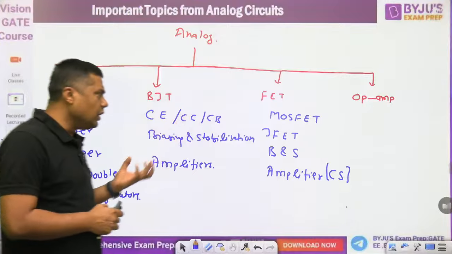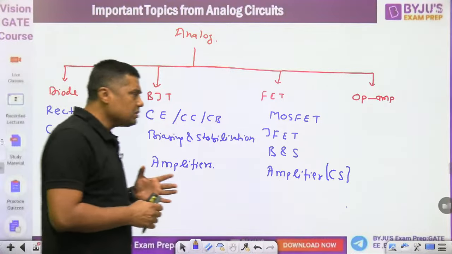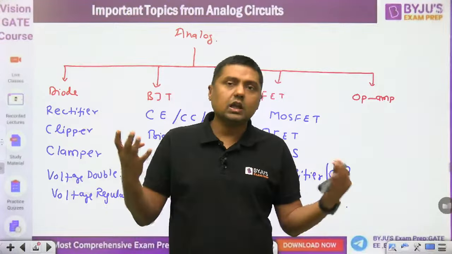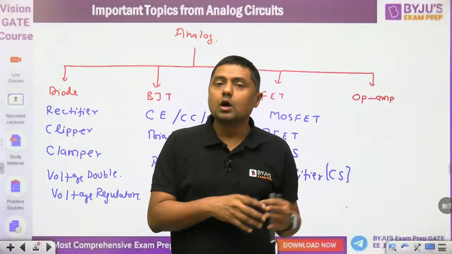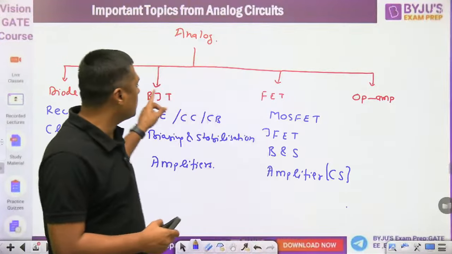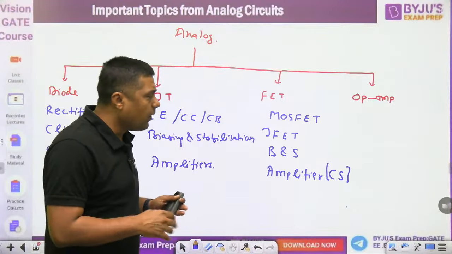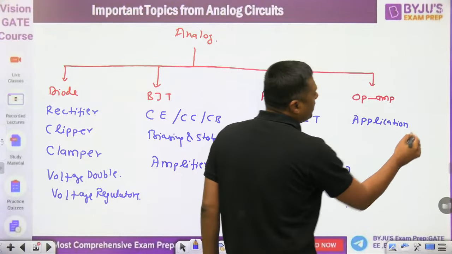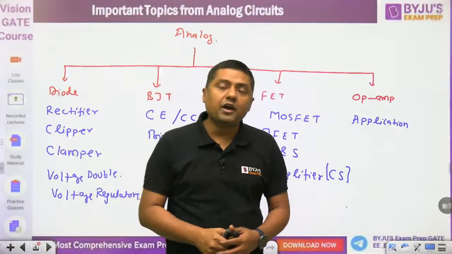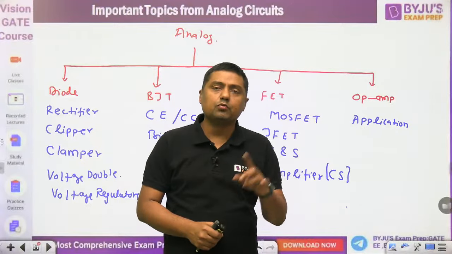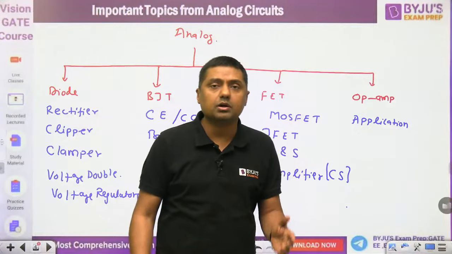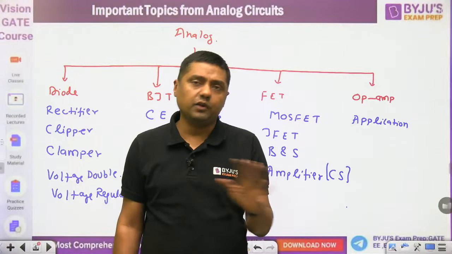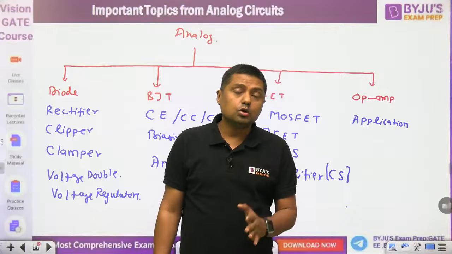Now operational amplifier, when we are talking about feedback: feedback is related to BJT, feedback is related to FET, feedback is related to what? Operational amplifier. There are four types of feedback topology. They are related to all these topics: voltage series, voltage shunt, current series and current shunt. So you have to relate BJT, FET and operational amplifier. So all types of applications of the operational amplifier, quickly prepare this topic. Like what? Inverting op-amp, non-inverting op-amp, differential amplifier, integrator, differentiator, logarithmic, anti-logarithmic, voltage to current converter, current to voltage converter, inverting summer, non-inverting summer, all types of filters: high pass, low pass, band reject and all pass filters.